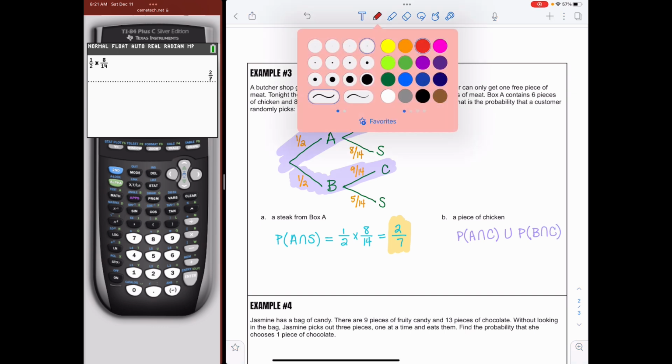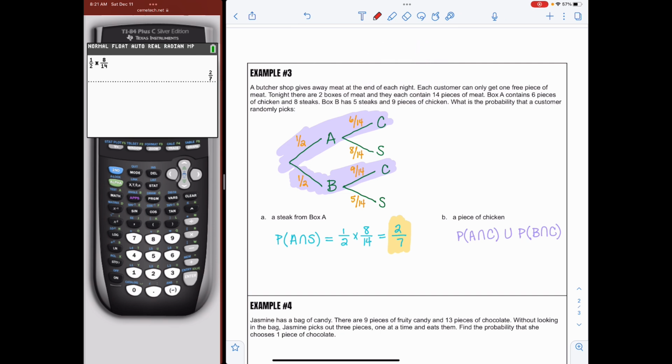Write this down somewhere. Remember, the keyword "and" is the intersection symbol, and the operation is multiplication. If your keyword is "or," that is the union symbol, and the operation is addition. So basically, if I want to say you get a piece of chicken, you can either get a piece of chicken by picking a piece from box A and it's a piece of chicken, or box B and it's a piece of chicken in there.